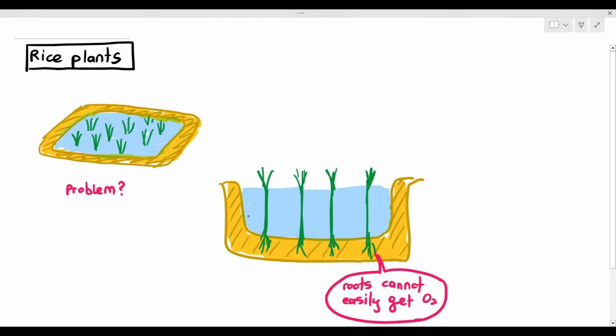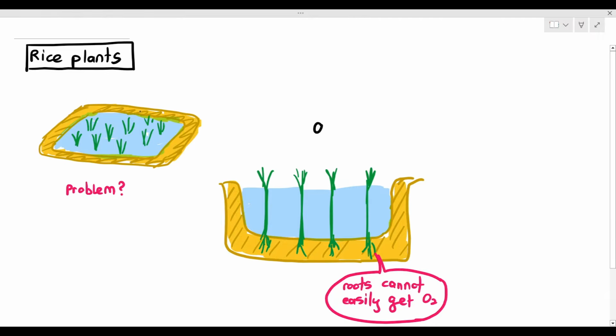The first problem is the roots cannot easily get oxygen. Under normal circumstances, oxygen from the air is supposed to just diffuse into the soil, and from the soil it can enter the roots. But right now, there is a layer of water that is separating the air from the roots. So the oxygen is quite far away. And if you study diffusion in detail, you know that diffusion in liquid is much slower. That's just the nature of it.